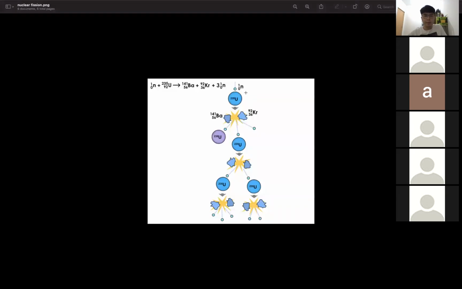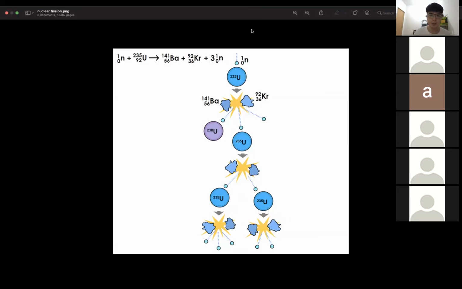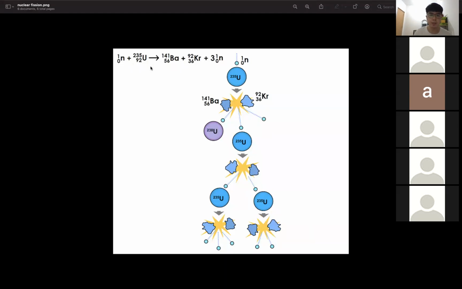Right, look at this diagram. This is nuclear fission. Okay, do you need to memorize this? No need to memorize. They will give you one. This whole thing, no need to memorize.